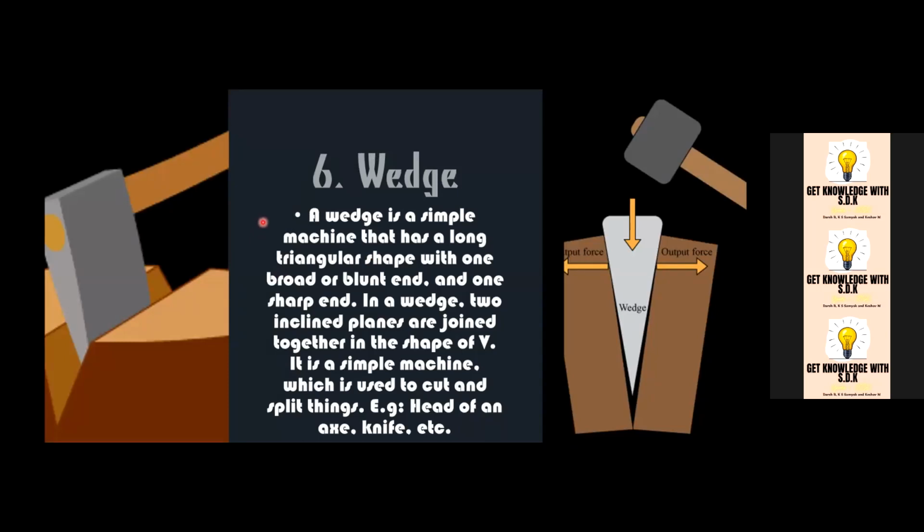The last and the final one, the wedge. A wedge is a simple machine that has a long triangular shape with one broad or blunt end and one sharp end. In a wedge, two inclined planes are joined together in the shape of V. It is a simple machine which is used to cut and split things. Example, head of an axe or knife, etc.